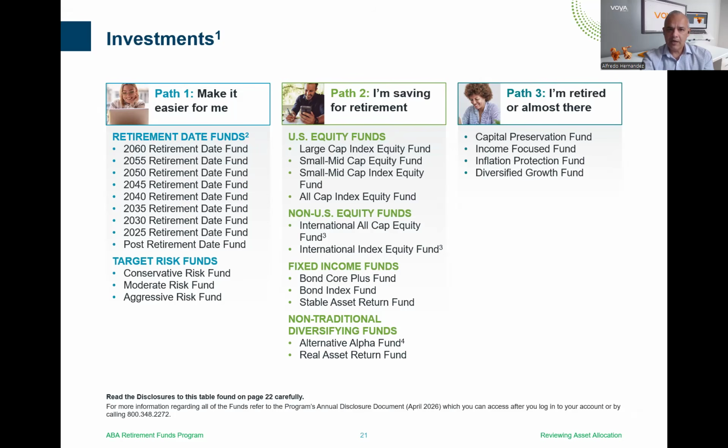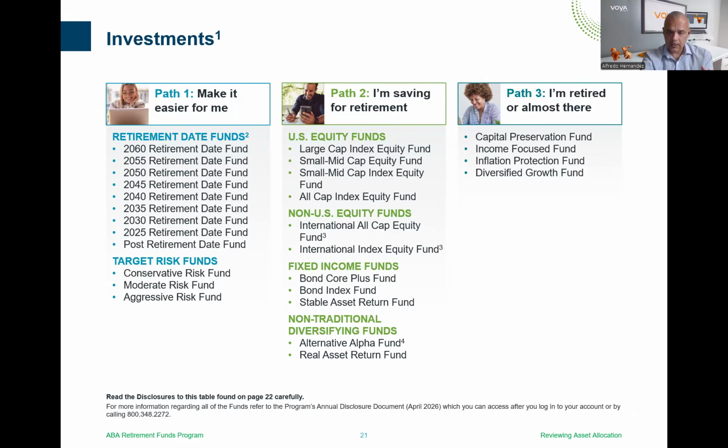But you see that you have in path two all of the major asset classes covered. U.S. equity funds, international funds, stock funds. You have your two bond funds to choose from, active as well as index. And there it is, the most conservative option, your cash position, if you will, as we covered the asset classes, stable asset return fund. Then two diversifying funds, the alternative alpha fund. Keep in mind that you can have no more than 15% of your overall balance in the alpha fund. That is a hedge fund. And you also have the real asset return fund.